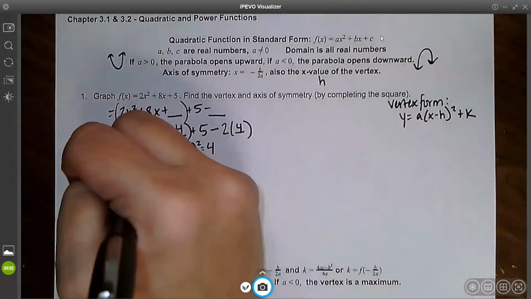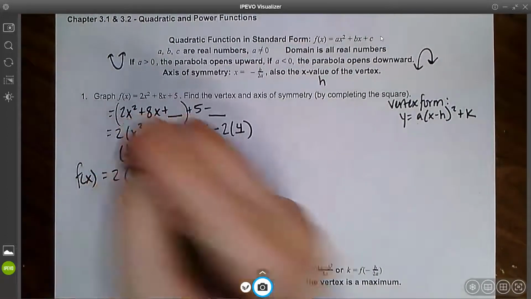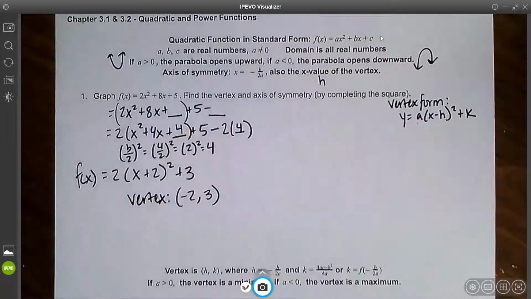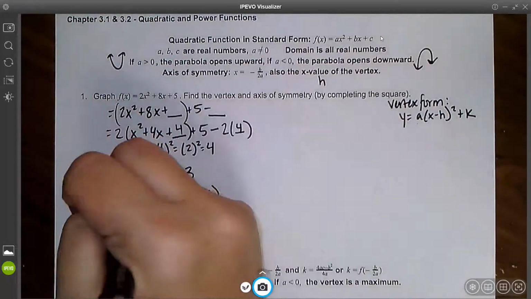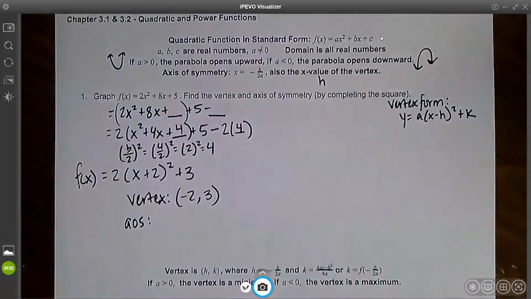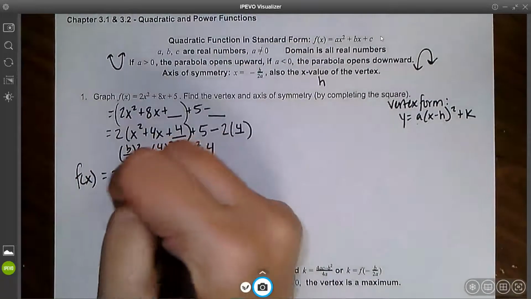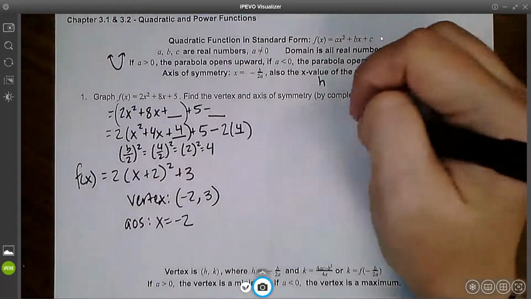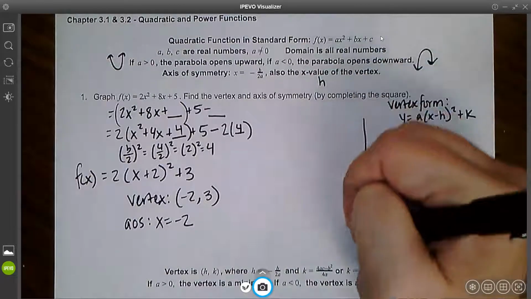This means that my vertex, remember h and k, you always flip that sign of h, so it's negative 2, and leave the sign of k, 3. And your axis of symmetry is the x value of your vertex, so x equals negative 2. You can get more points by going on your calculator and looking at the table. So I'm just going to start with these. I'm going to graph here.